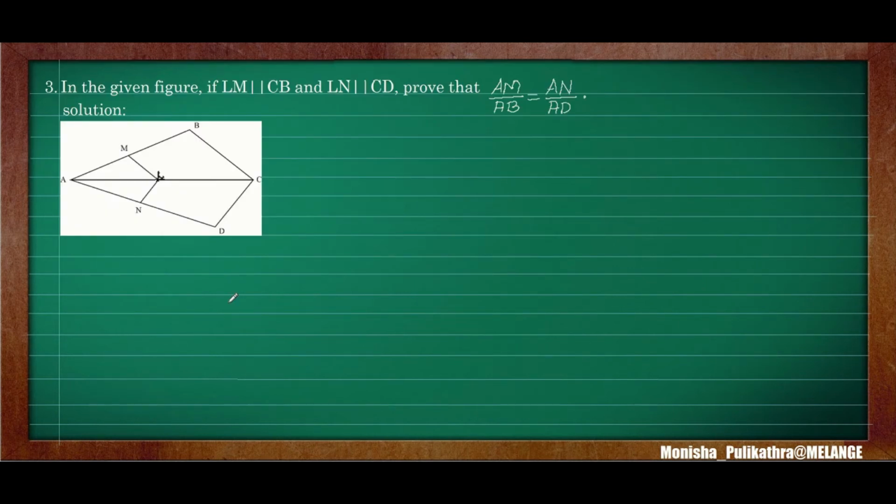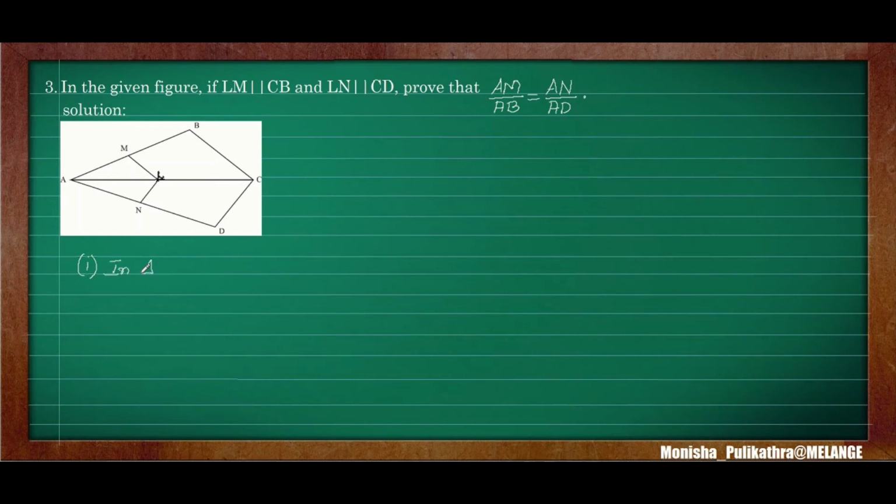In the given figure, LM is parallel to CB and LN is parallel to CD. We need to prove that AM by AB is equal to AN by AD. Here, the AC line cuts the whole figure into two triangles. ABC is a triangle where LM is parallel to CB, and ADC is a triangle where LN is parallel to CD. So we have to divide it into two triangles.